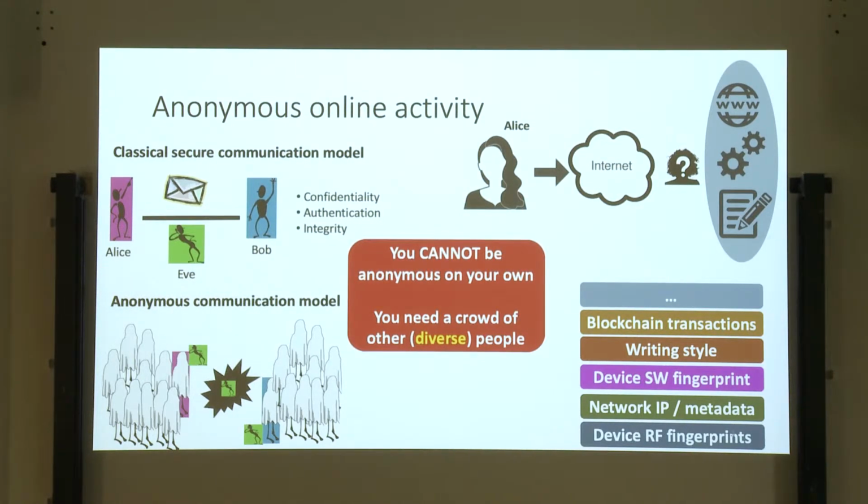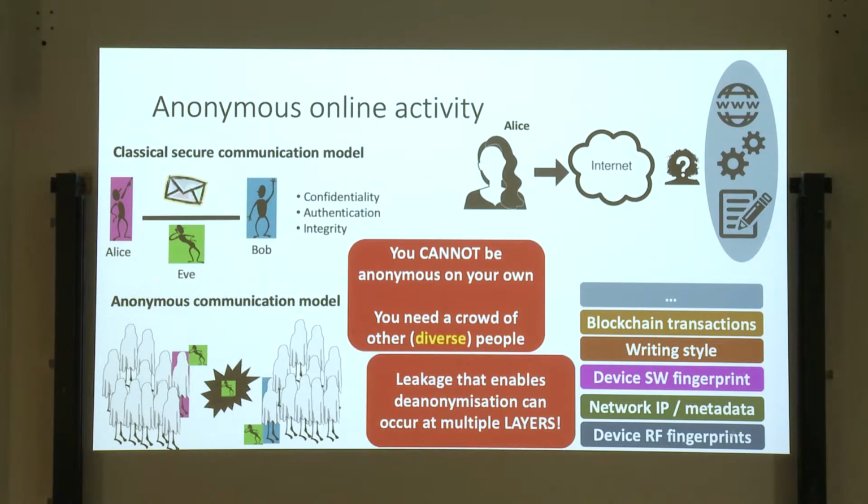Or you have published an anonymous text, maybe I can identify you based on your writing style, or based on some information that I have about blockchain transactions. Depending on the application, you will have different layers. The point is, if in one of these layers you have information leaking that enables identification, all the work that you did at the other layers is kind of lost, because you will not be anonymous anymore. So that's the other key point I want to make, that leakage that enables de-anonymization occurs at multiple layers. So with anonymity, you're not done when you have just covered one layer.